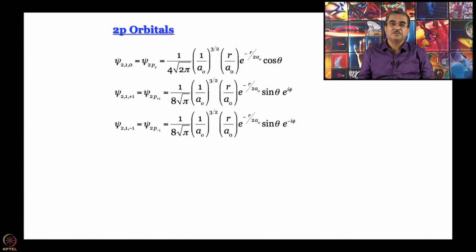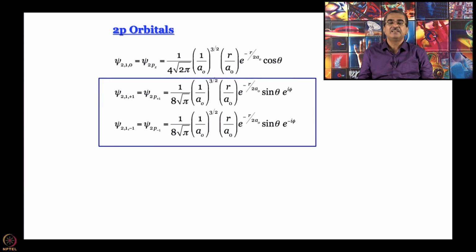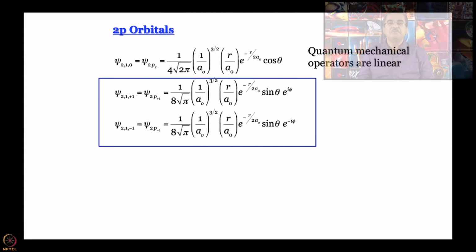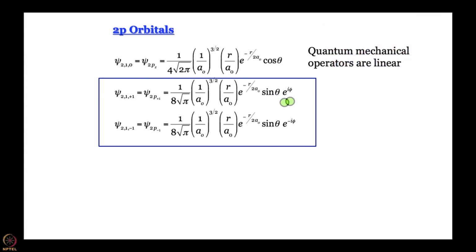I cannot. So, what we do is we use a very convenient tool of quantum mechanics to try and make the situation such that we can draw something. More about this later. Let me just state here that the way to handle these imaginary orbitals is that we remember that quantum mechanical operators are all linear. We had said it towards the beginning of this course.